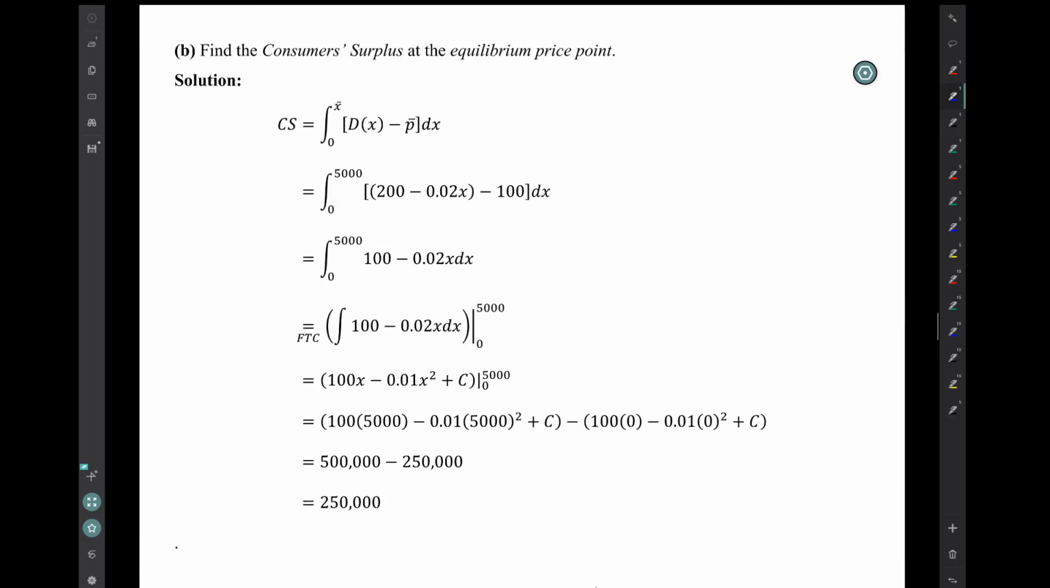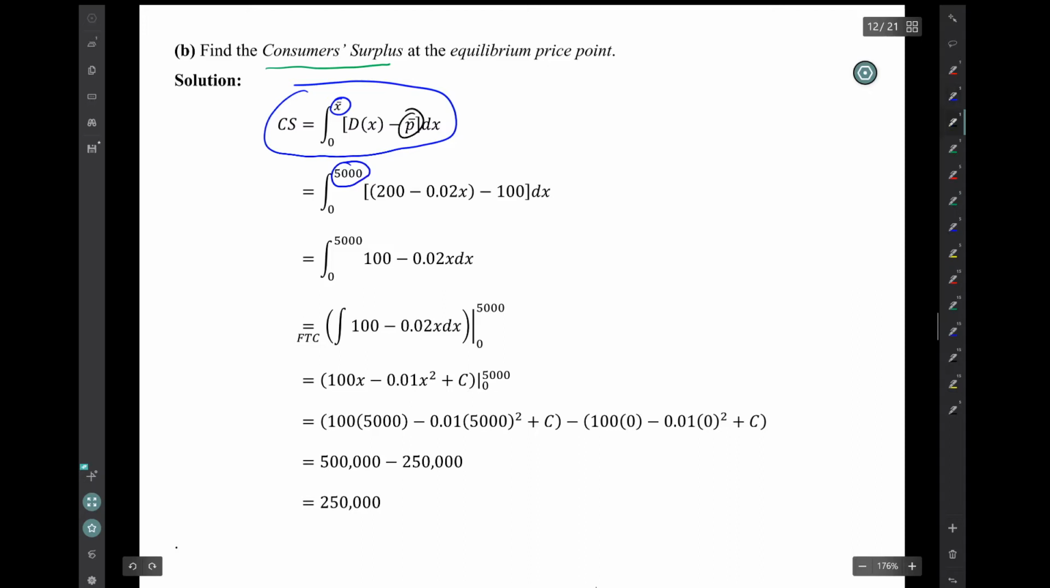Question B, find the consumer surplus at the equilibrium price point. Well, remember that the consumer surplus is given by this integral calculation. So we substitute in our value for x bar, which is 5,000. We substitute in our value for p bar, that's 100. And then we substitute in the formula for the demand price function, that formula. And then we get to work.